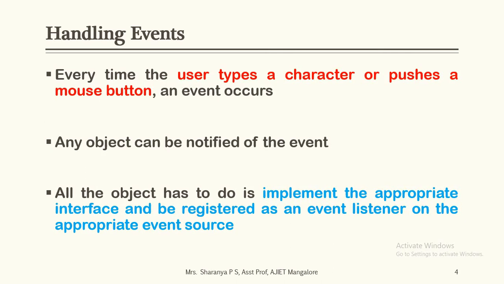Any object can be notified of the event. These events can be classified into two types, one as a foreground event and one more as a background event. Foreground event in the sense if user interactions are performed directly and if data is sent from the user end, then it is called a foreground event.